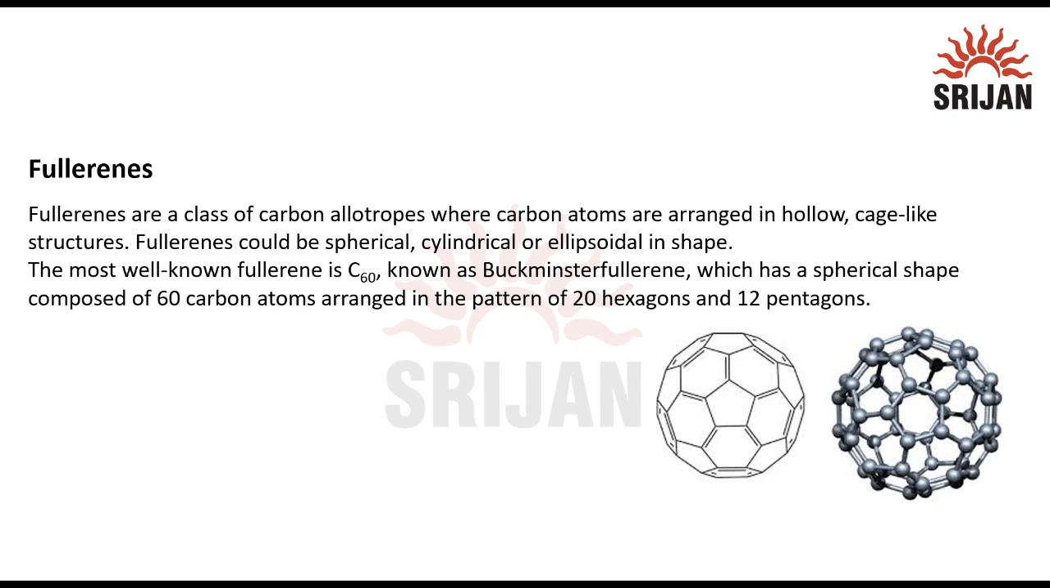Moving towards the fullerene rings. Fullerenes are a class of carbon allotropes where carbon atoms are arranged in hollow cage-like structures. Fullerenes could be spherical, cylindrical, or ellipsoidal in shape. The most well-known fullerene is the C60 ring, known as the Buckminsterfullerene allotrope of carbon, which has a spherical structure, as you can see here. It is composed of 60 carbon atoms arranged in a pattern of 20 hexagon and 12 pentagon rings. You can see here a football-like structure which has this pentagon structure as well as the hexagon structure in the shape of a football attached to each other.